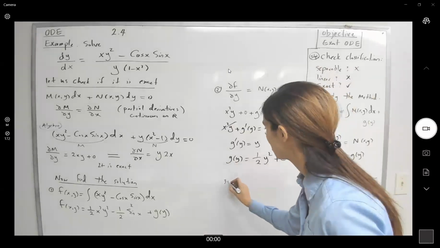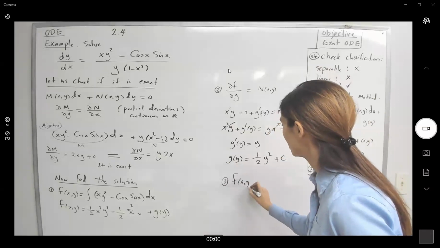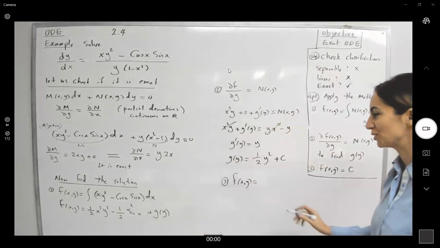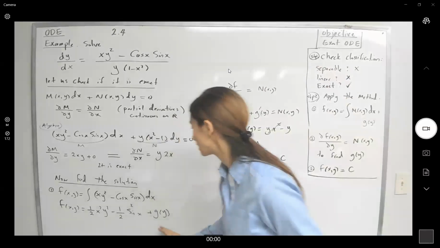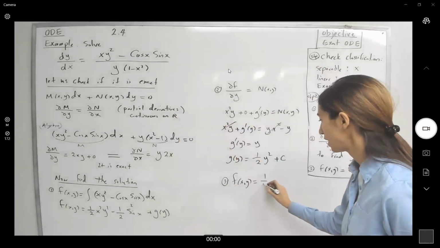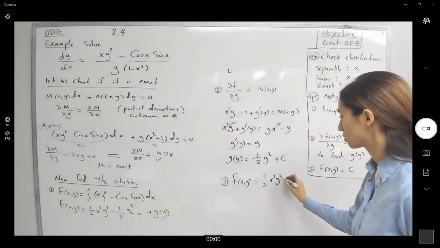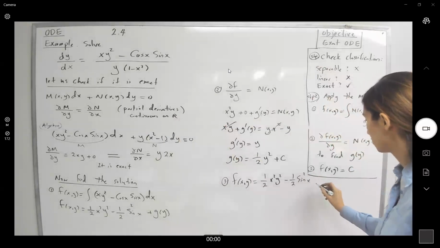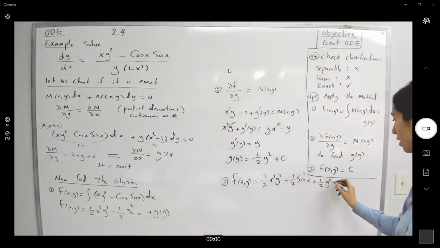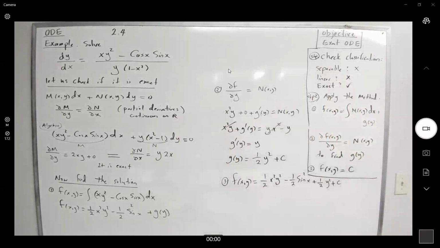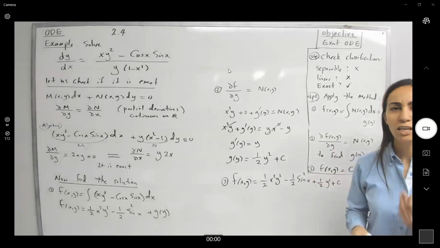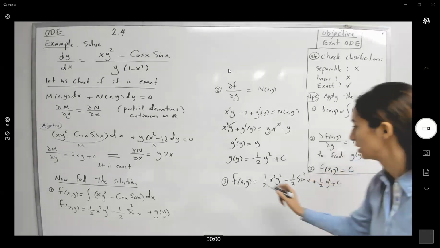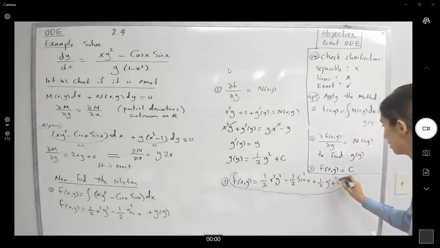So in the last step, our general solution is equal to, we found some part of it. Now we have our g: a half x squared y squared minus a half sine squared x plus a half y squared plus a constant of integration. This is our general solution. If you have an initial value problem, then you can find the particular solution. So this is our general solution.